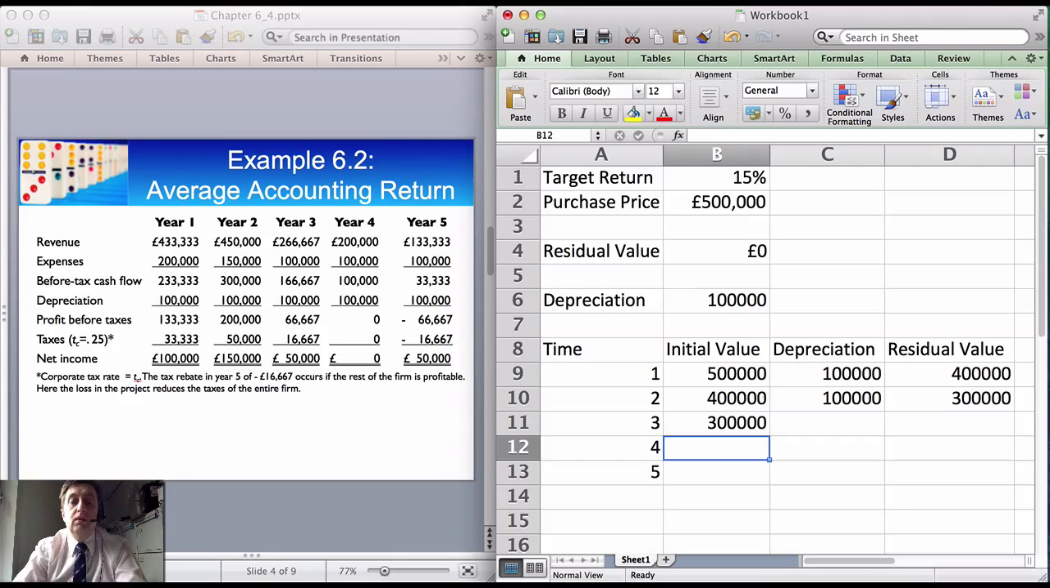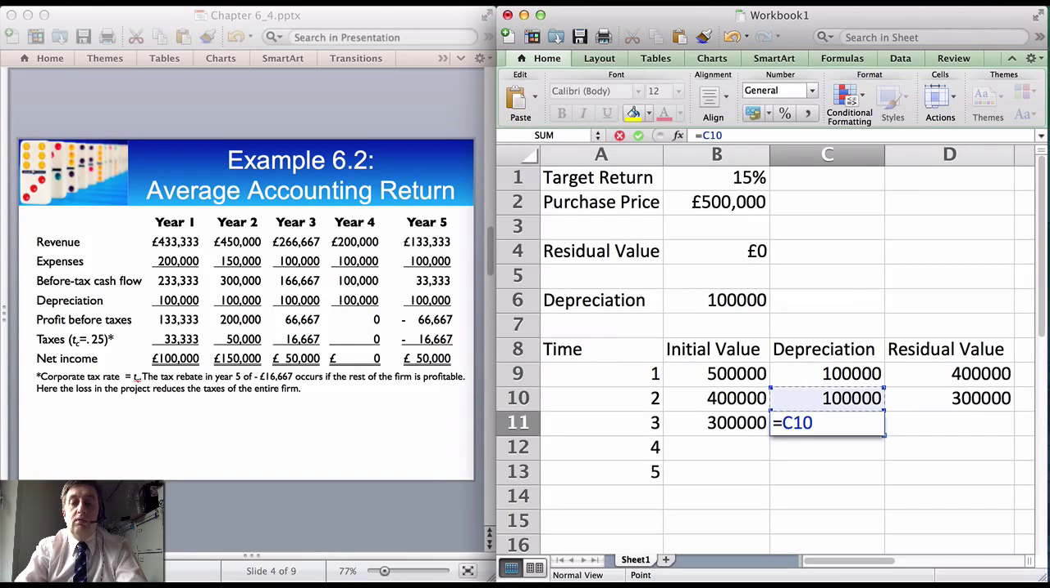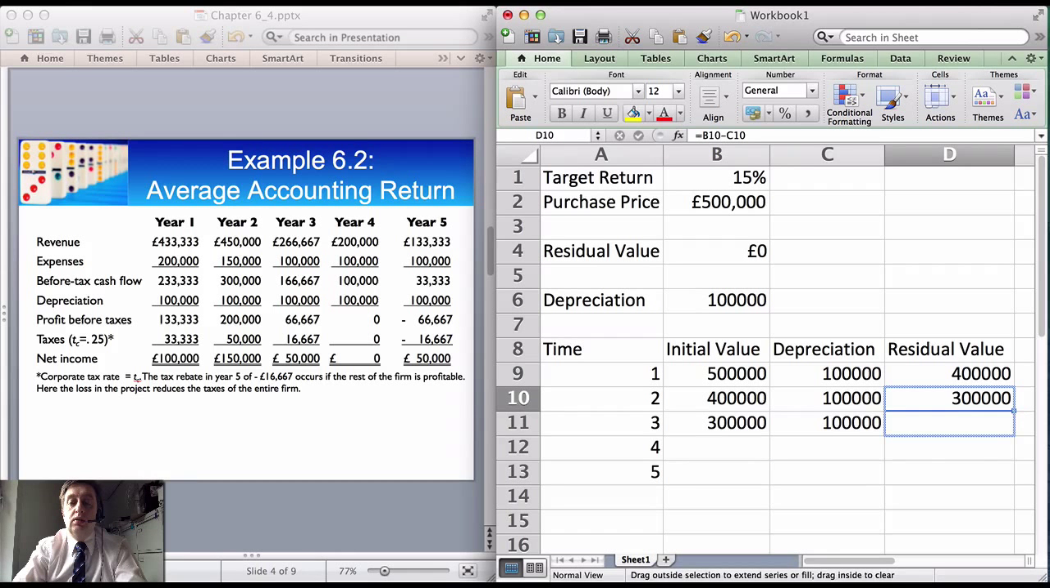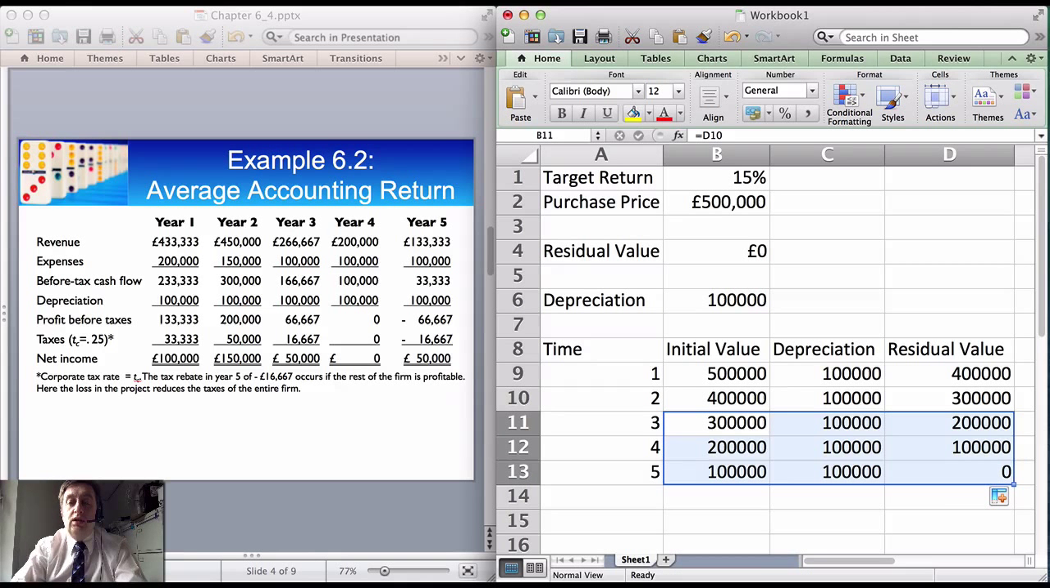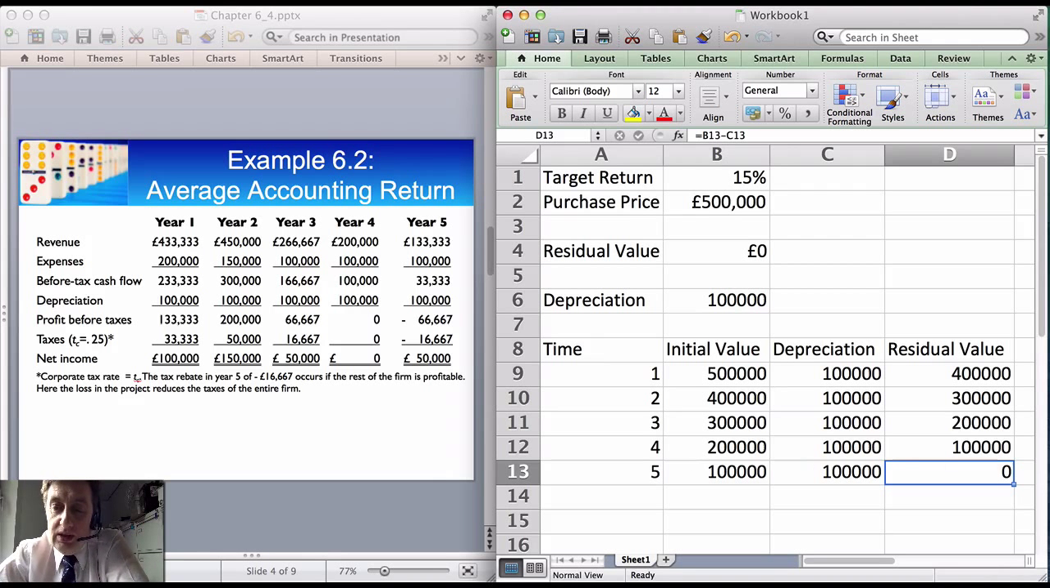Again, simple process. If I copy this down, it should be the same. And going right down, we get the residual value at time 5 is 0. And so that's the depreciation schedule. And that's important when we go on to look at capital budgeting.